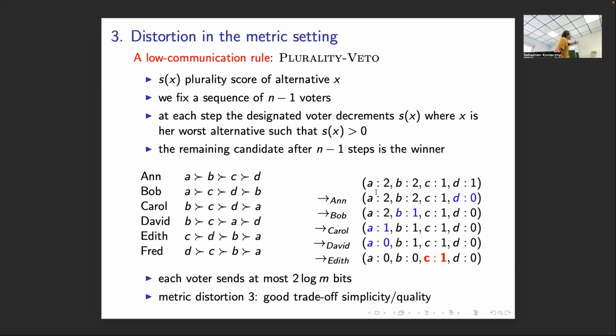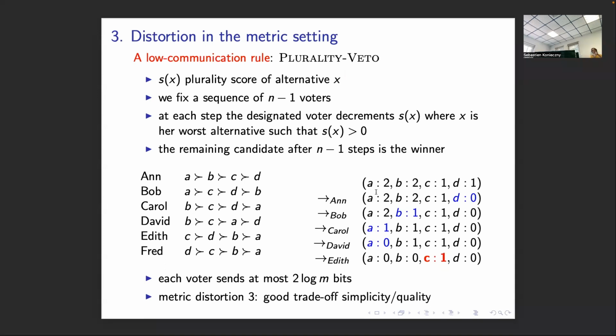So why is it good? Of course, it's good because you can prove that the distortion is 3. I'm not going to do it. This is complex, and I definitely don't have time in 2 minutes. But also, it's good because the amount of communication that voters have to do is very small. You only have to come.